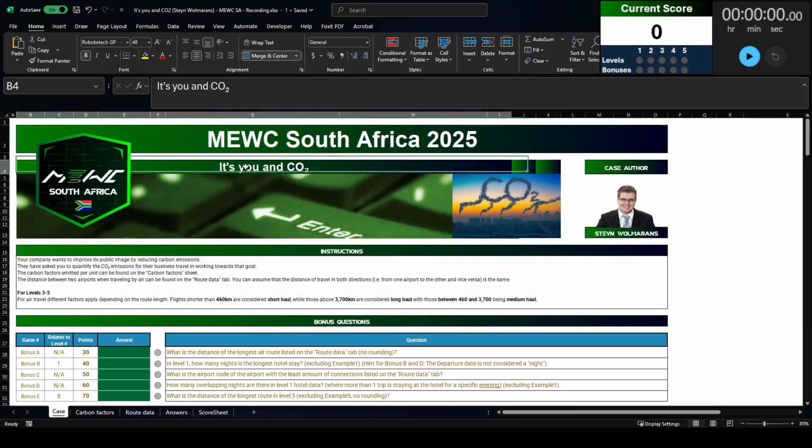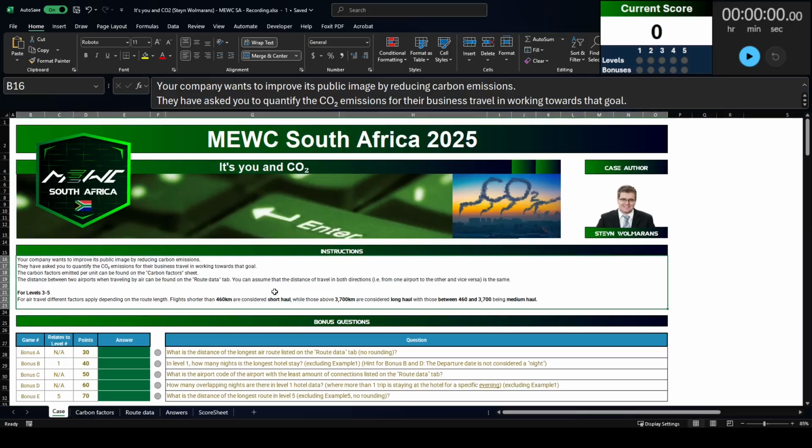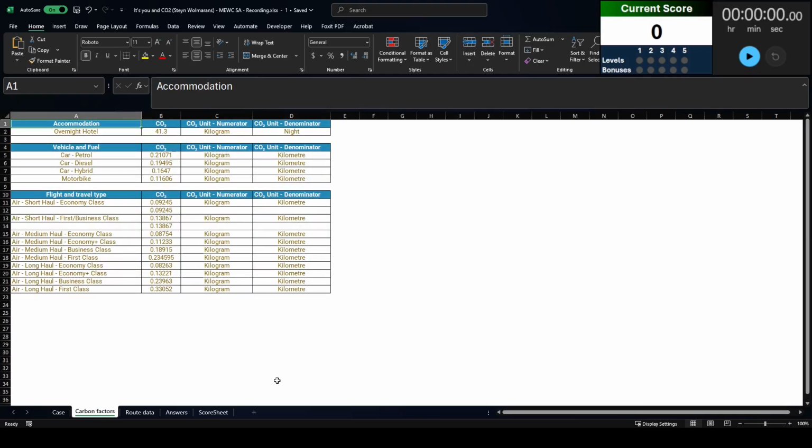It's called It's You and CO₂, and let me go ahead and read the introduction for you. Your company wants to improve its public image by reducing carbon emissions. They have asked you to quantify the CO₂ emissions for their business travel in working towards that goal. The carbon factors emitted per unit can be found on the carbon factors sheet, and that is this sheet right here.